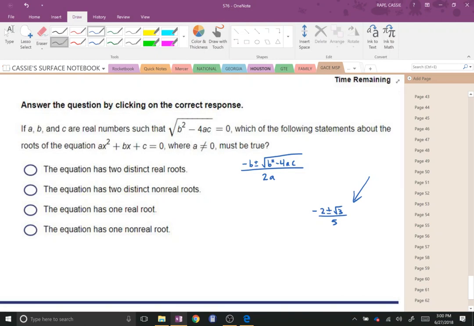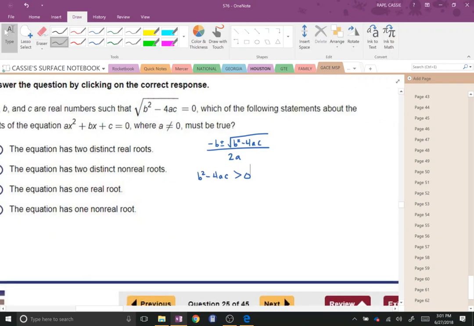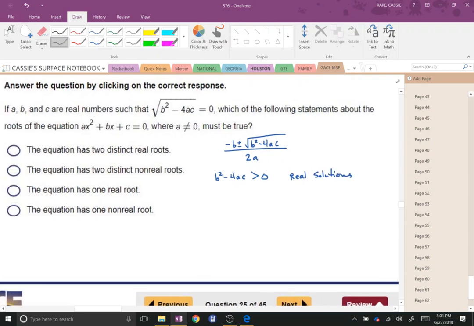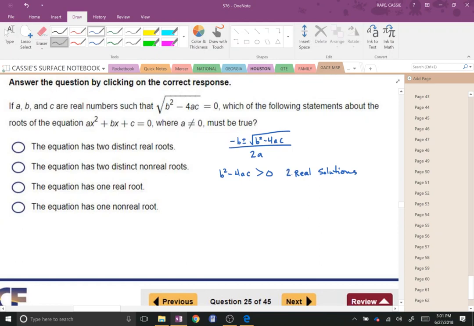If you've got b squared minus 4ac and it is a perfect square, then it would have been factorable. You didn't have to use the quadratic formula. So let's talk about the different cases. If b squared minus 4ac is greater than 0, then you can approximate it at a minimum to figure out where it crosses. So if it's greater than 0, you've got real solutions.